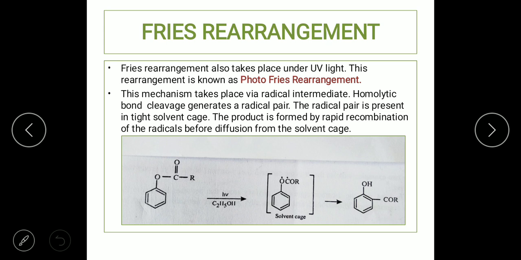So here we know whenever there is a photolytic reaction, it is always going to give rise to a homolytic cleavage. So the first step would be, in the presence of a photon, homolytic cleavage between the oxygen and the carbonyl carbon to give two free radicals here. Now this reaction is going to be present in a solvent cage, and the product is going to be generated within the solvent cage. It is not going to come out of the solvent cage, but within the solvent cage the hydroxyl group, that is the product, is going to be generated. So that is the meaning of this.